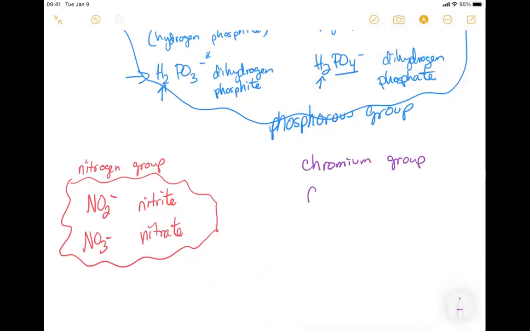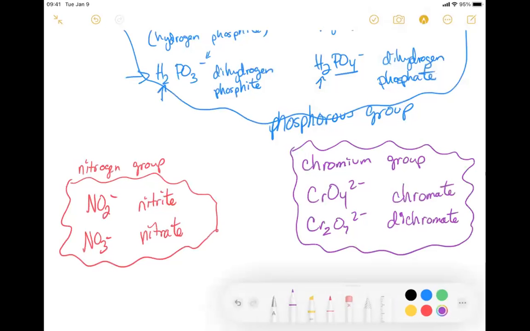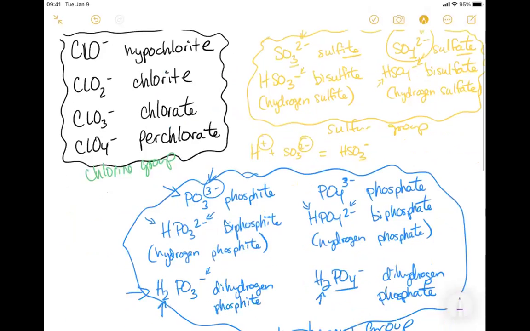The next one, the chromium group. And so we've got CrO4 2 minus. That's called chromate. And interestingly enough, there is no chromite. Don't really know why. And Cr2O7 2 minus, same charge, is called dichromate. Okay, and those are those two.